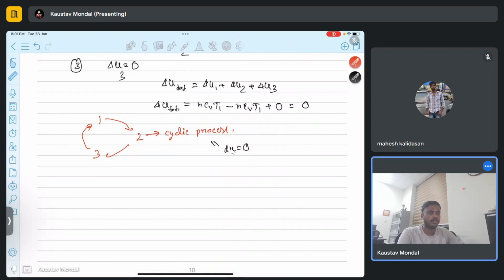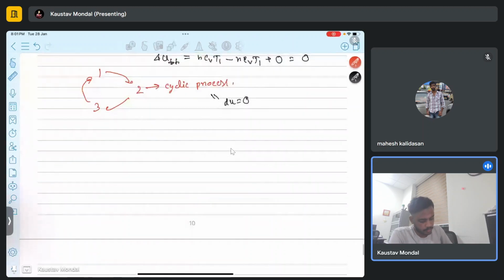Okay, so now the last problem. This should be the last problem for this session. So problem number 13.